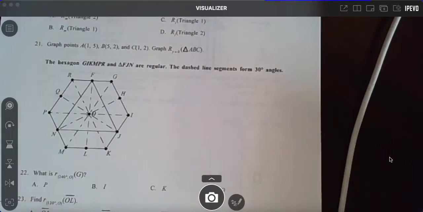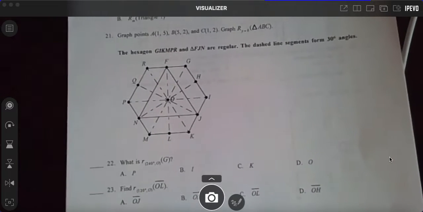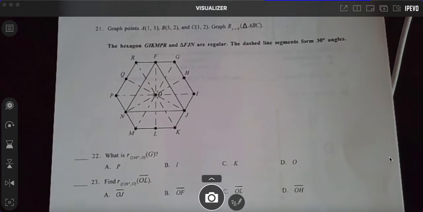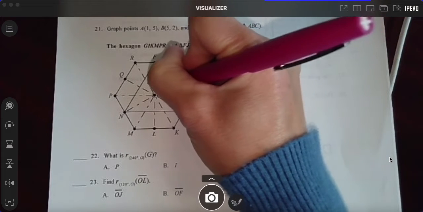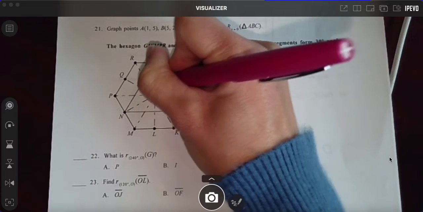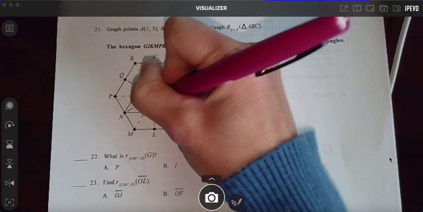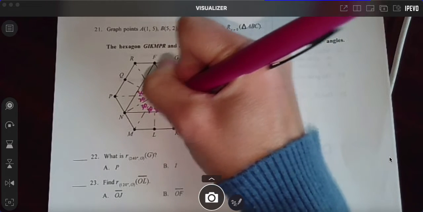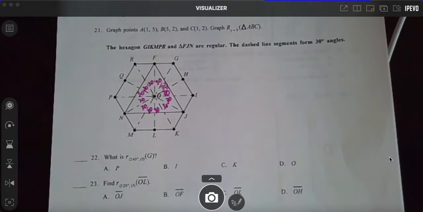Number 22. Okay, the best way to do this, oh, it tells us, never mind, we don't even have to find the degree. It says how much each of these angles is. They are 30 degrees. So I know that this is 30, 30, 30. Do y'all understand that? Okay. Every one of those is 30. If I added them all up, it would be 360 when you go around a full circle.